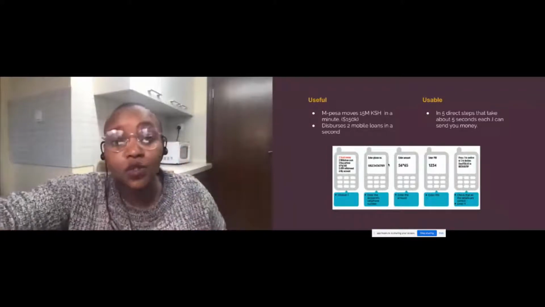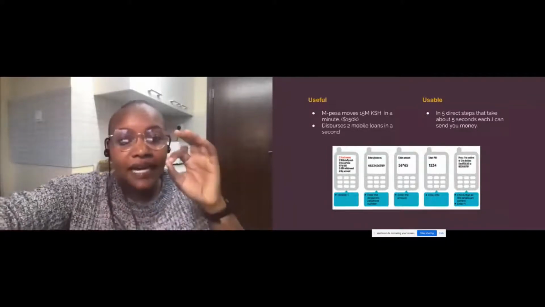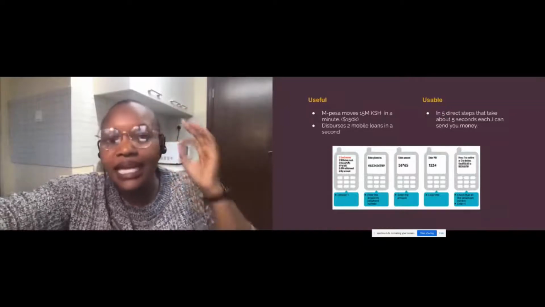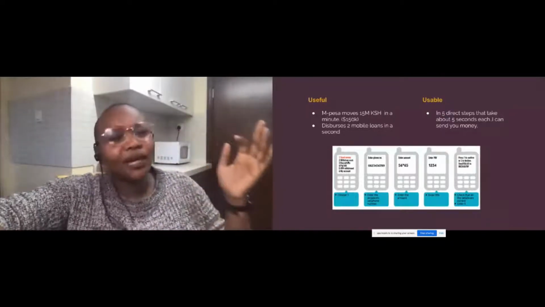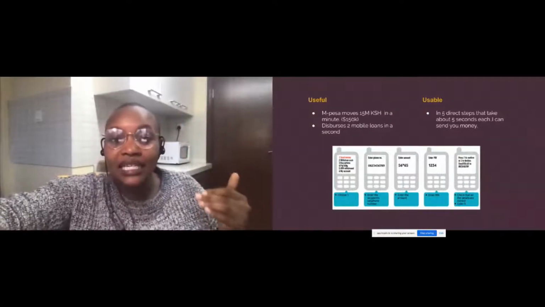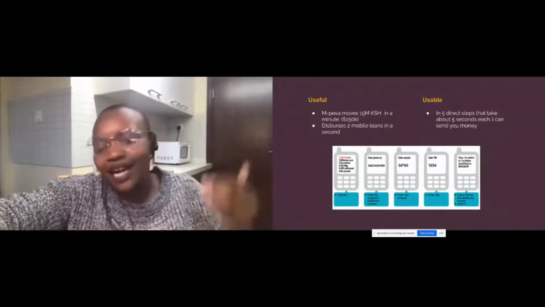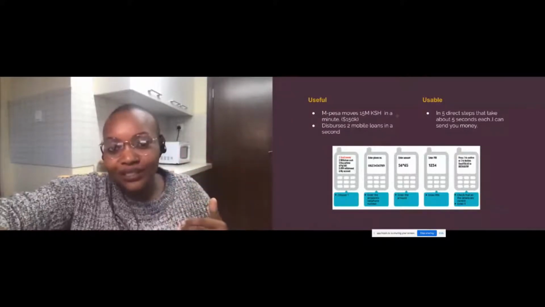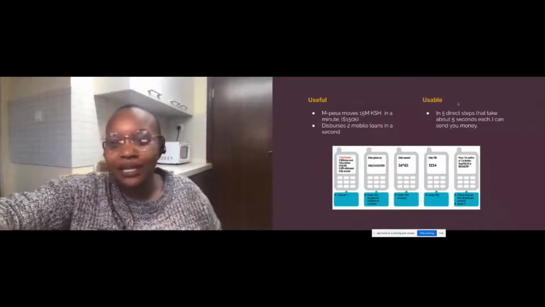Another thing I'd want us to notice is how direct and simply the functions are labeled. Send money. There's no big words. It's just send money. And then there's withdraw cash. That's when you're at an agent. There's buy airtime. How direct could it get? There's pay a bill. There's ATM withdrawal. There's my account, which is where you can check your balances and stuff.